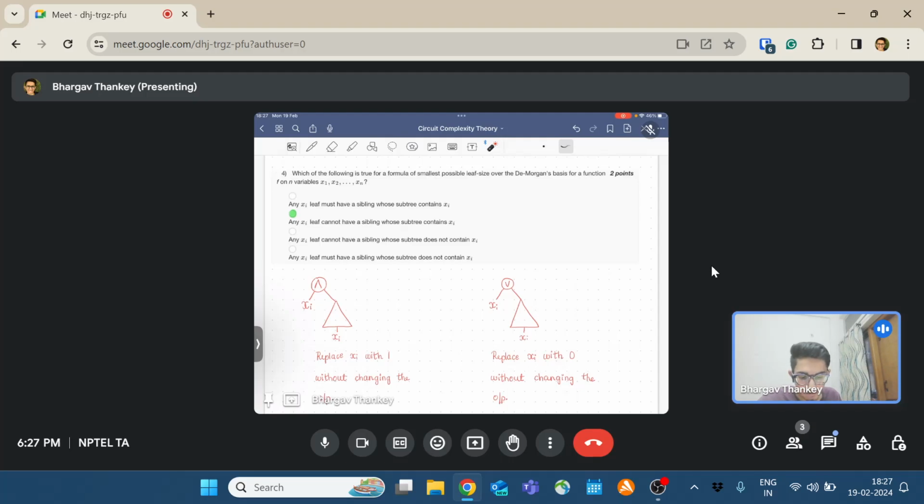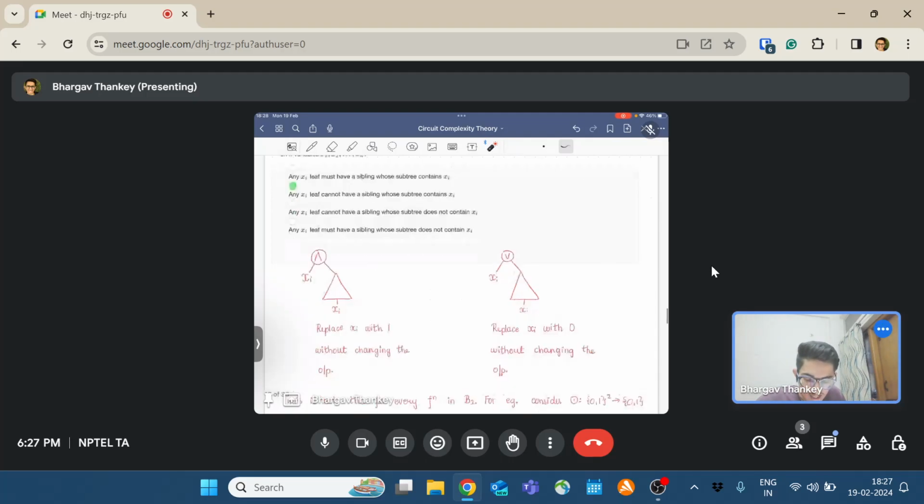So this is the reason why this proof of the Subbotovskaya theorem only works over a De Morgan basis. Let me put it like this: this is the only reason why the proof does not work over an arbitrary basis. It only works over a De Morgan basis. However, even then, using Subbotovskaya's theorem, you can still obtain a lower bound for B2 because of the following reason.